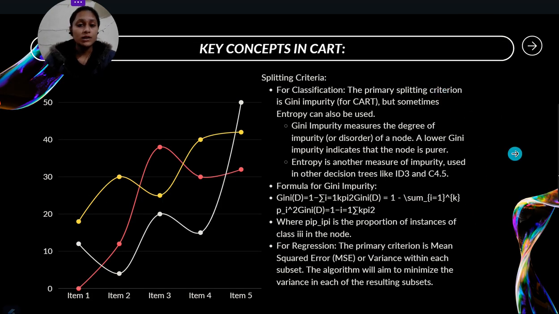Now, what are the key concepts involved in decision trees and CART decision trees? First is splitting criteria. For classification, the primary splitting criterion is Gini impurity, but sometimes entropy can also be used. Gini impurity measures the degree of impurity of a node. A lower Gini impurity indicates that the node is purer. Entropy is another measure of impurity used in decision trees like ID3, C4.5. For regression, the primary criterion is mean squared error or variance within each subset. The algorithm will aim to minimize the variance in each of the resulting subsets.